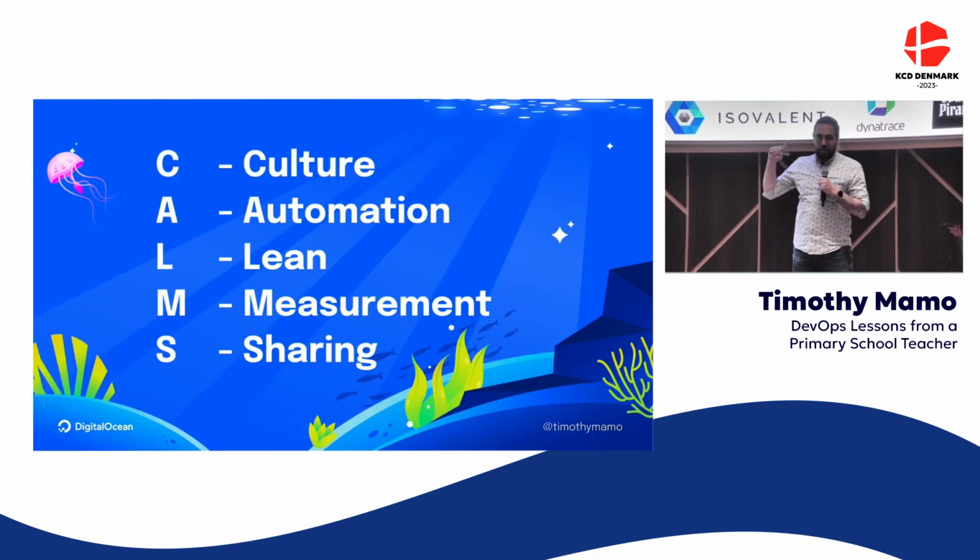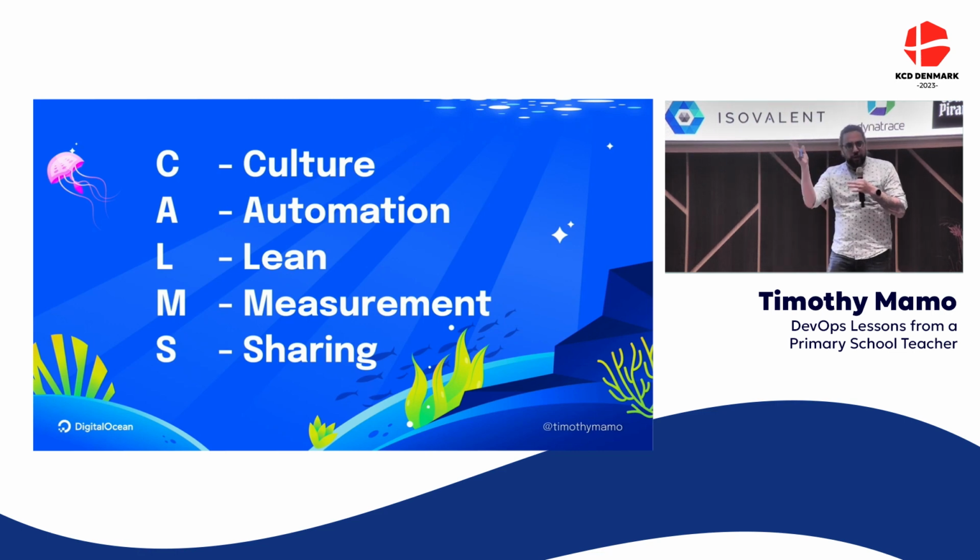But first, let's talk about CALMS. CALMS is a framework that assesses the ability to adopt DevOps. And as engineers, we are fairly comfortable with automation, lean, and measurement, because we can put tech to it, and we love tech. So my talk is actually going to talk about culture and sharing. Stay in your seats, don't leave.